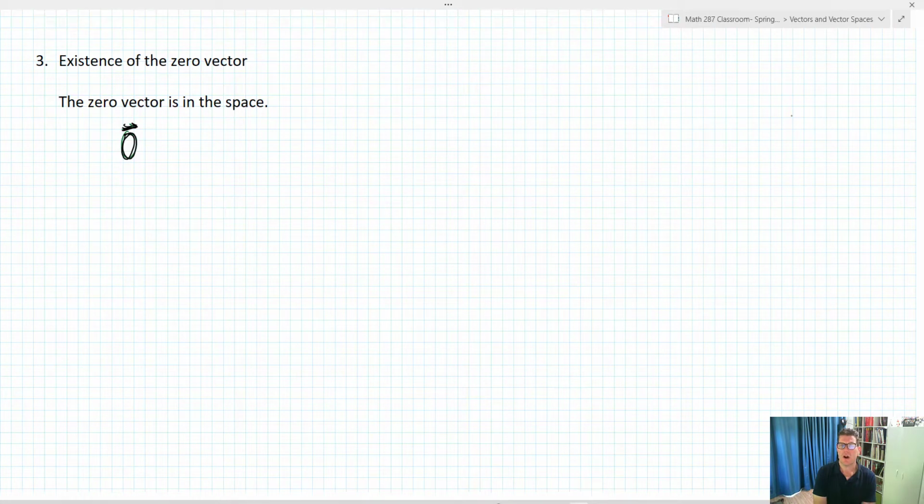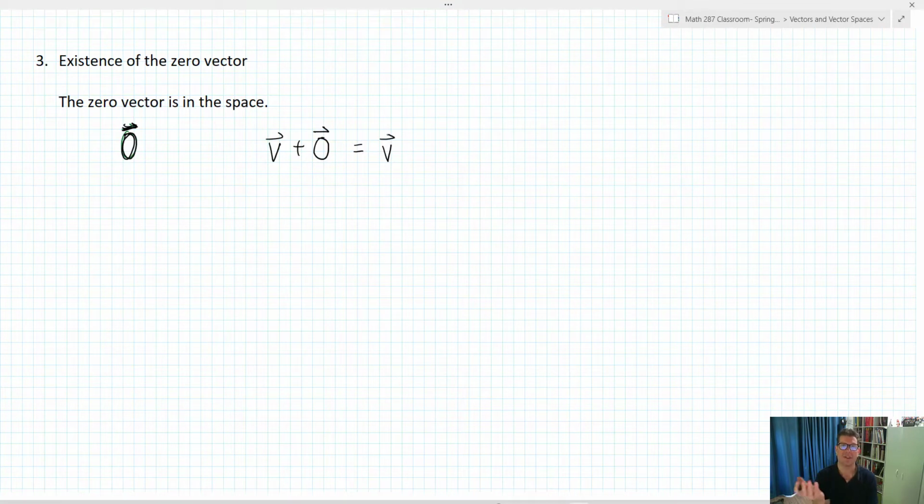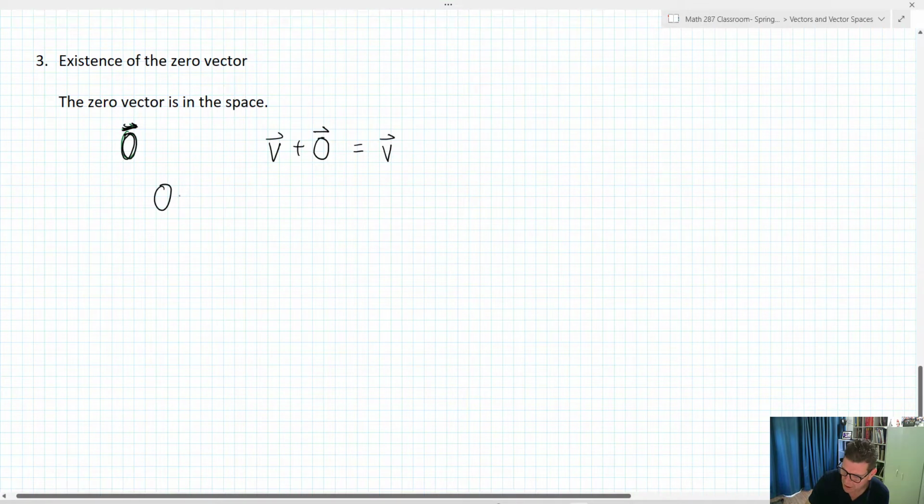But the zero vectors all have the same set of properties, and that is essentially that if you add the zero vector to anything, if we take v plus the zero vector, what we get back is v. It's what we call an additive identity. That is, if I add the zero vector to any other vector, I get the same vector back. That's the additive identity.